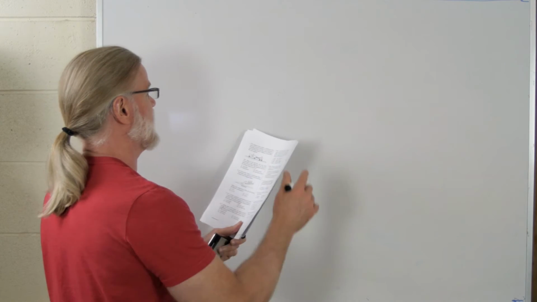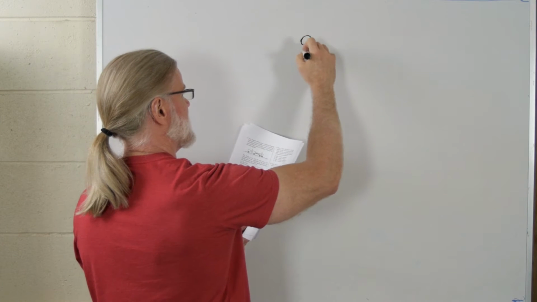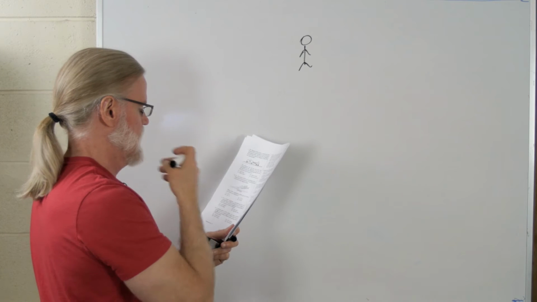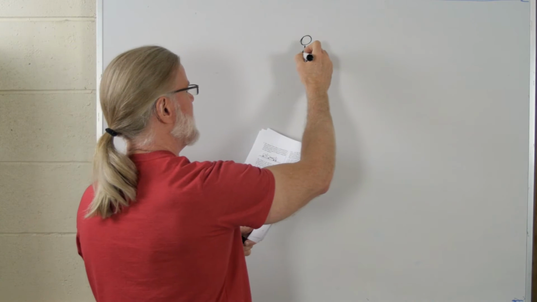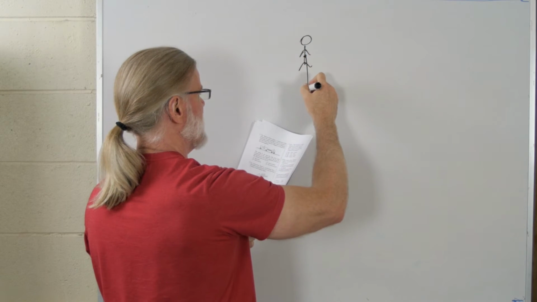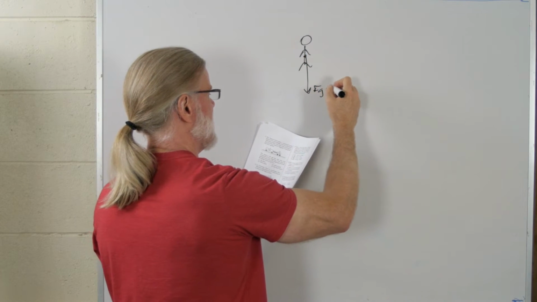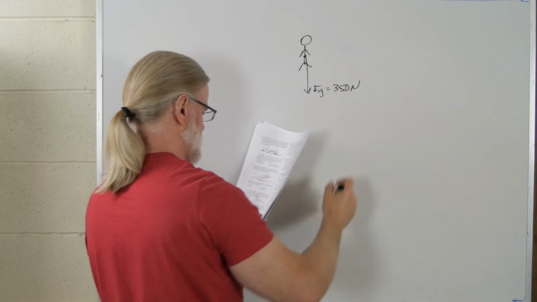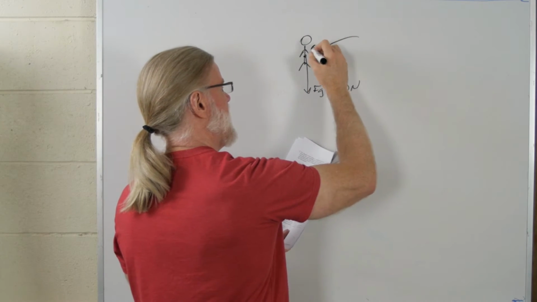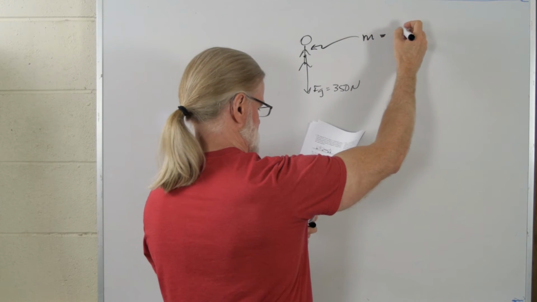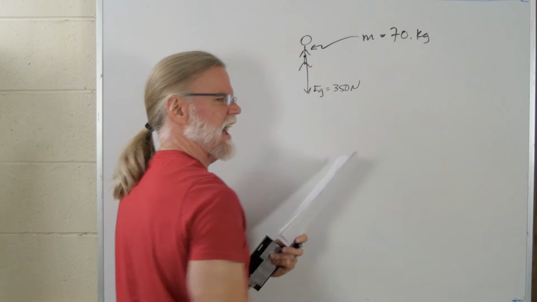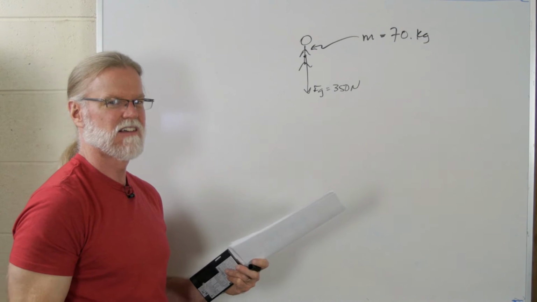The gravitational force is like an astronaut. Here he is in Stromboli. So gravity is acting on him with 350 newtons. Fg is 350 newtons. And the mass of the astronaut is 70 kilograms. He's got 70 kilograms of stuff.